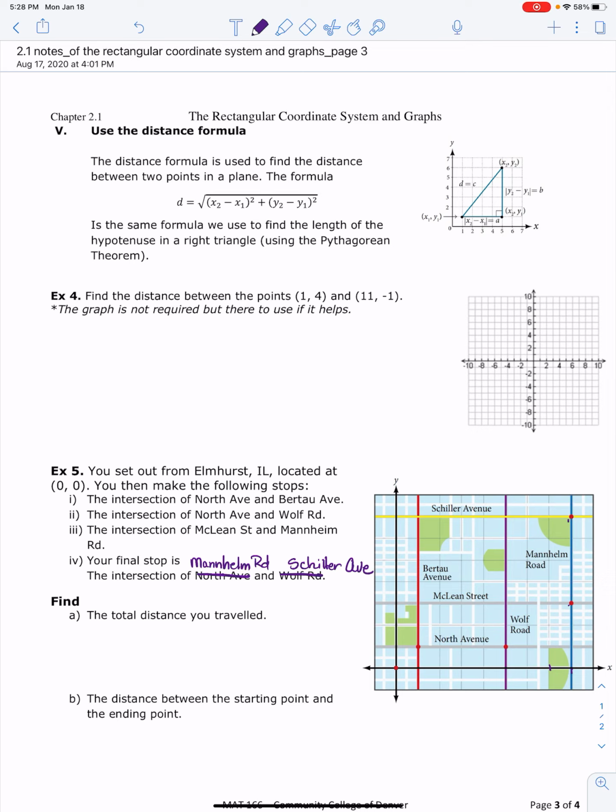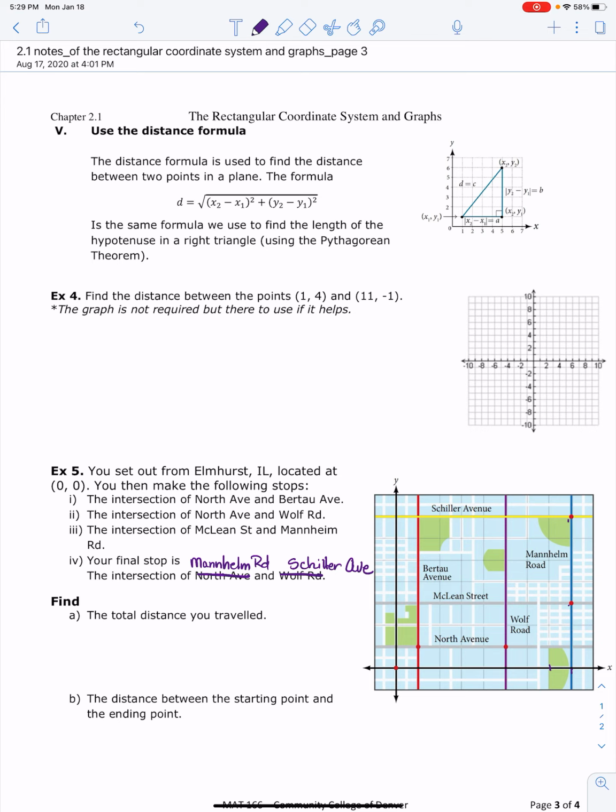These are the 2.1 notes, rectangular coordinate system and graphs, page 3. So we are going to start by using the distance formula. The distance formula comes from the Pythagorean theorem: the sum of the squares of the legs of a right triangle equals the square of the hypotenuse. We've got that diagram up here.